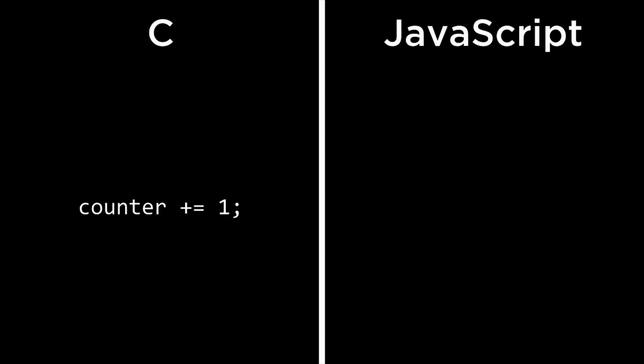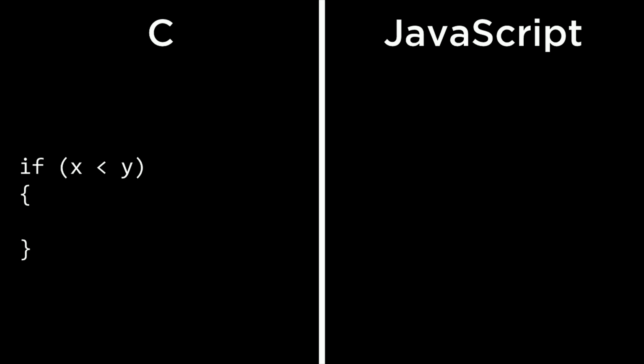Whereas in C, we could say counter += 1. In JavaScript, same idea. If we want to increase counter by 1, counter += 1. And just as in C, counter++ does the exact same thing, incrementing a variable by 1, in JavaScript, counter++ also does the exact same thing, incrementing that counter variable by 1.